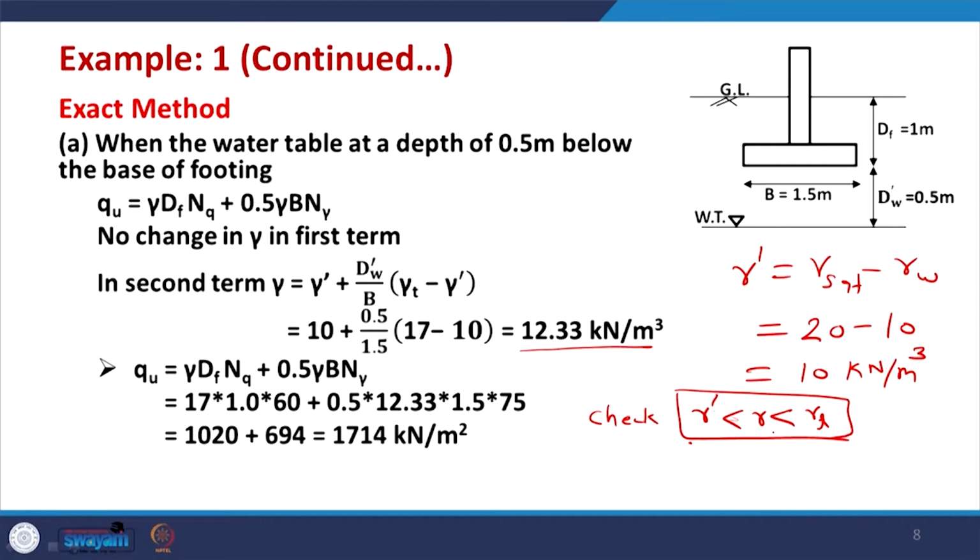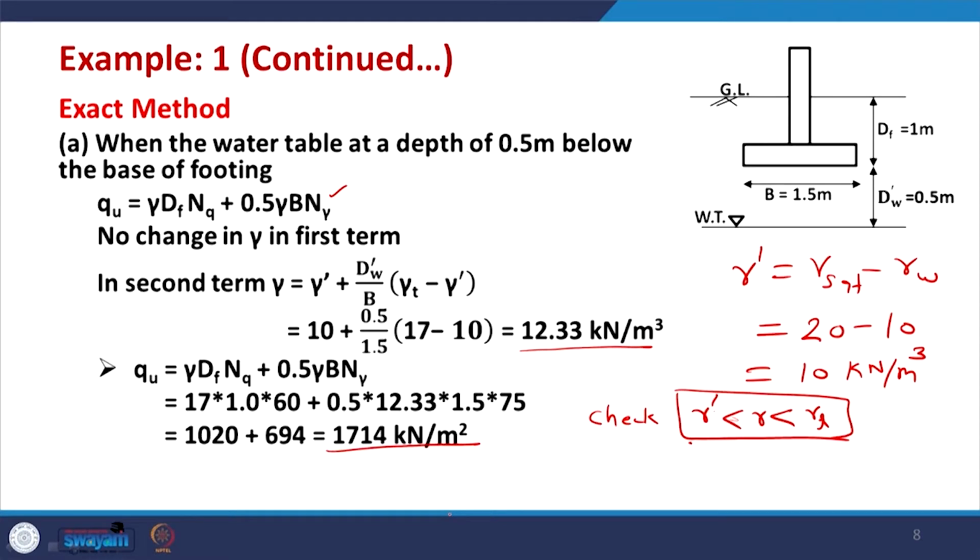Once you get this corrected or effective value for the unit weight, then put it in this equation, and as I said, because the water table is located below the base of the footing, only this term gets affected while this term does not get affected. Then you put in the numbers, and the answer comes out to be 17.4 kilonewton per meter square.